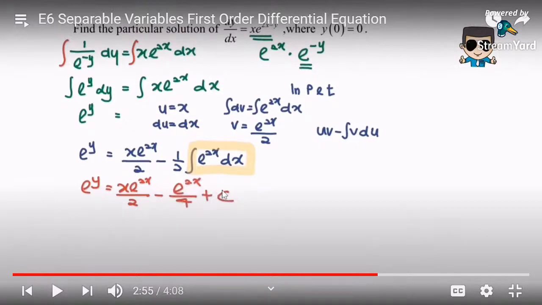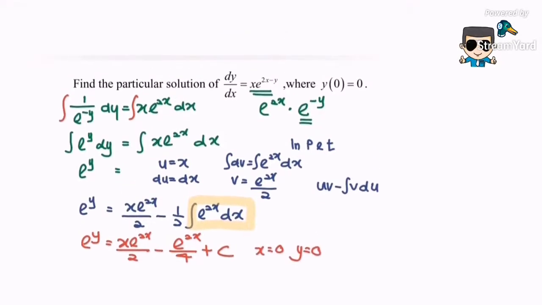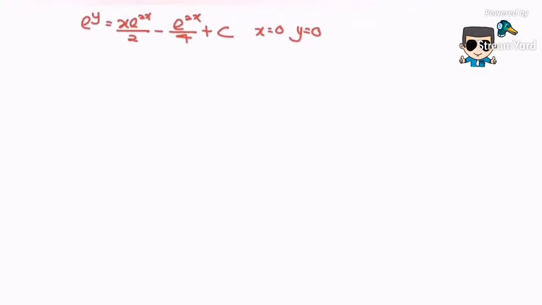So, apa-apa pun ingat, express y in terms of x. So, sampai sini dah boleh kira general solution. Tapi try your best. Express y in terms of x. And given the situation, x is equal to 0, y also equals 0. So now we are going to find the value of c. Kindly substitute the situation into the equation.